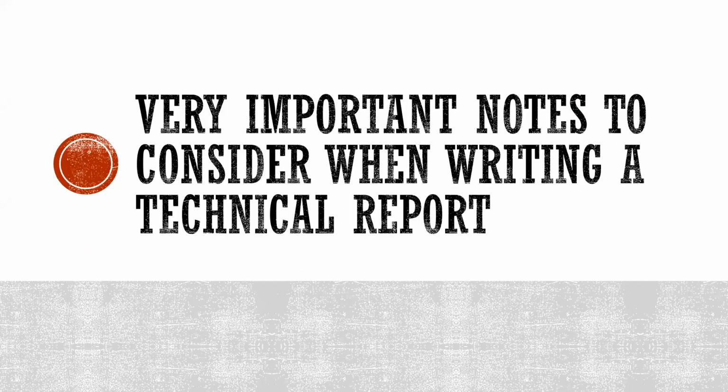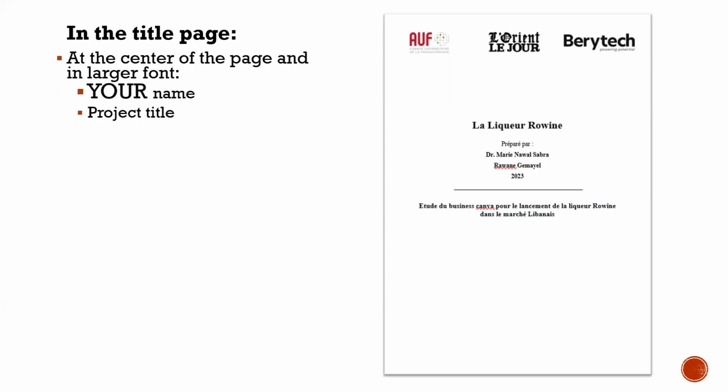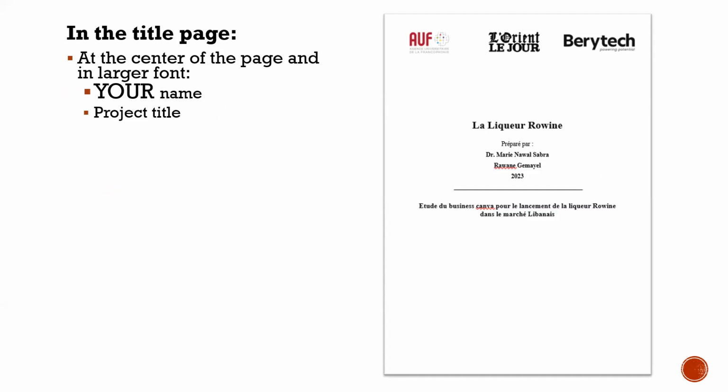So when you're writing a report, what is the most important thing that you have to take care of? To begin with, the title page. The first thing that I see from your report is your title page. And the first thing I see on this title page is whatever is written in the center and in larger font. And this, I want it to be your own name and your project title. For me, this is the most important information that you are going to put on your first page.